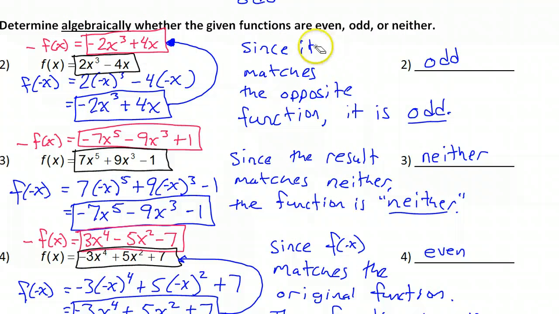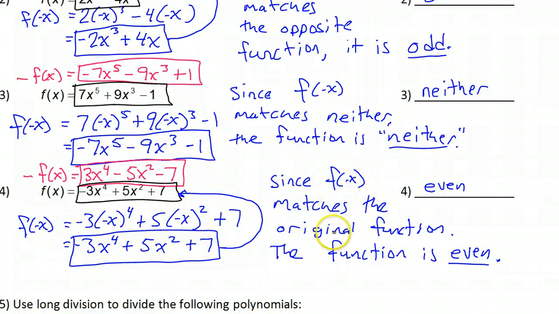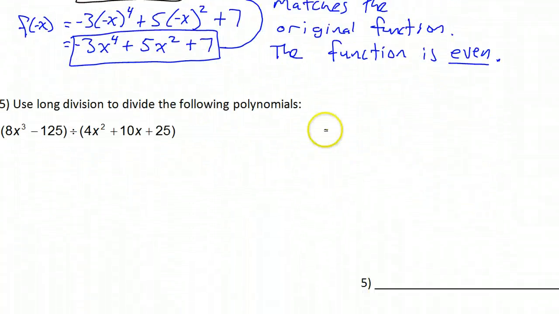And really, you know what, I'm going to go back. So here I said it. I should say since f of negative x matches the opposite. And here I said since the result. And I should have really said since f of negative x matches neither, the function is neither. Alright, it's all about what happens with f of negative x. Anyway, I've spent enough time on that.